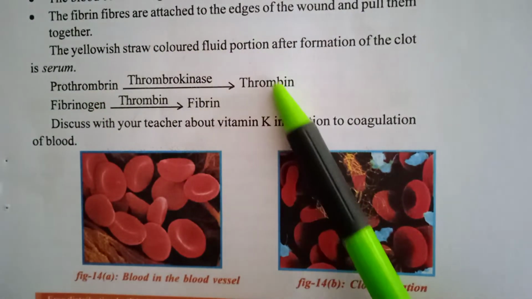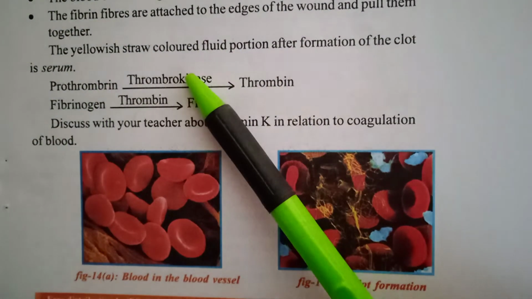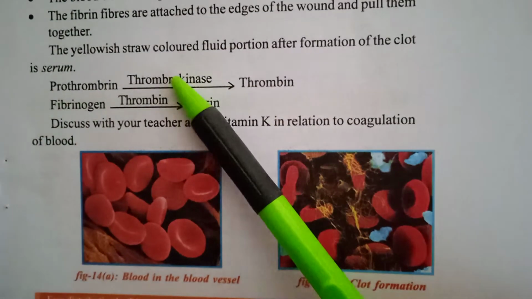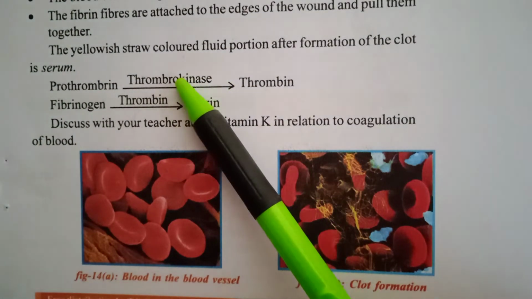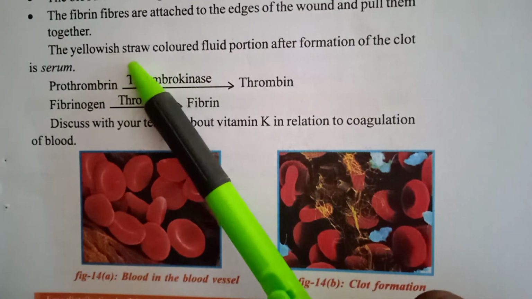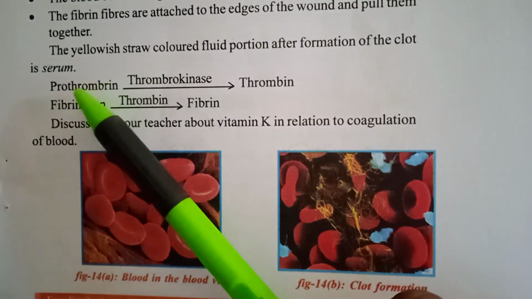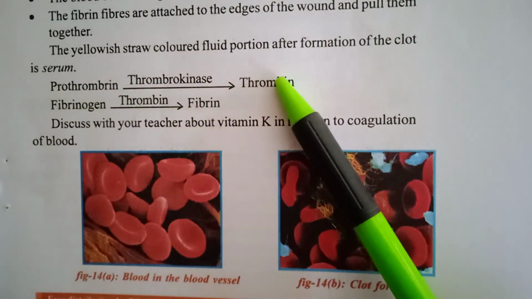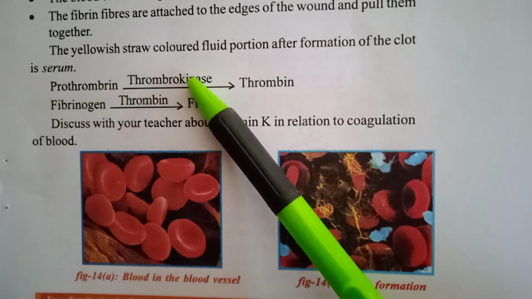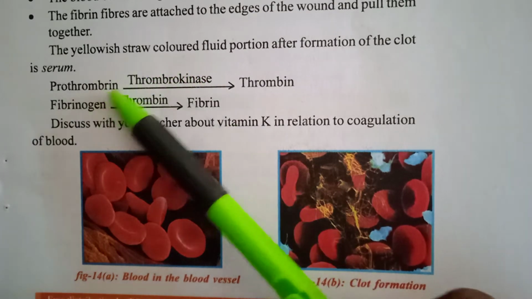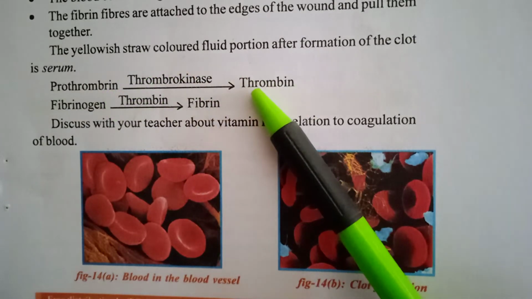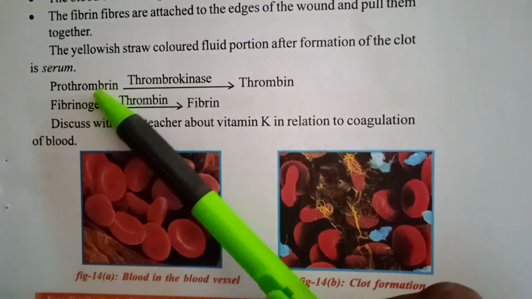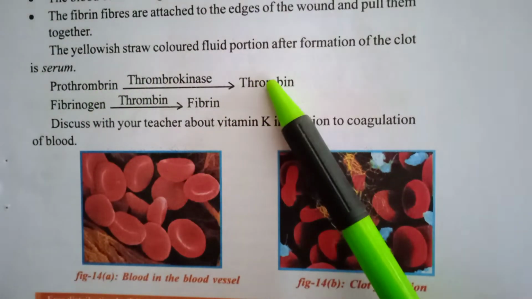Finally prothrombin is converted to thrombin. So blood consists of blood platelets, and blood platelets release the thrombokinase enzyme, and this enzyme acts on a substance present in the blood called prothrombin, and prothrombin is converted to thrombin. That is the first process.